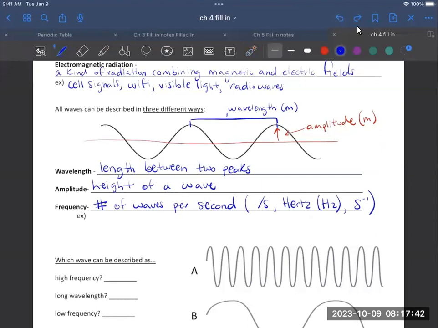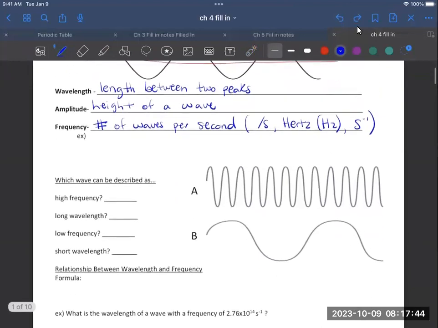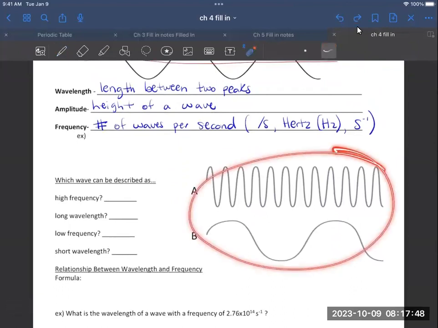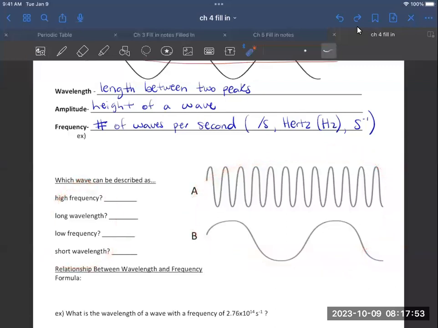And let's see, moving forward. Take a look here. These waves have these properties here. So I want you guys to take a look based on the definitions that we just figured out. Which of these waves has high frequency, a long wavelength, a low frequency, and a short wavelength? Wave A or B, which one would fit in these blanks? Go ahead and pause and figure that out.